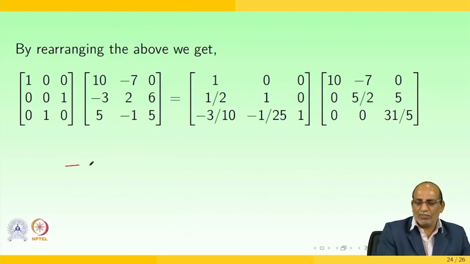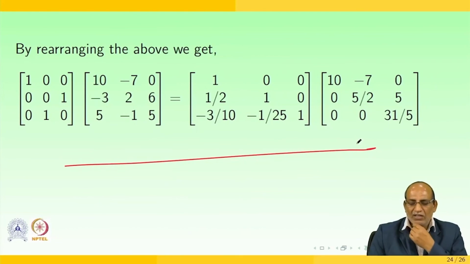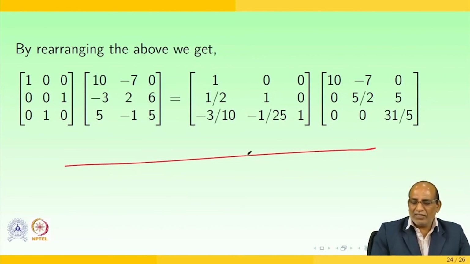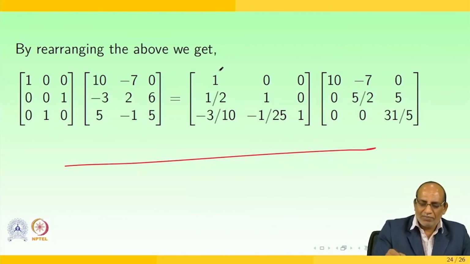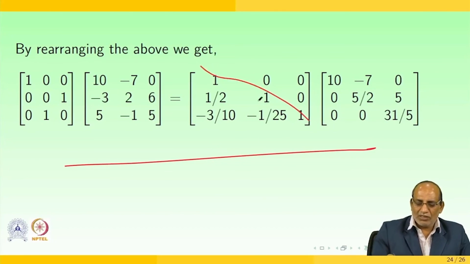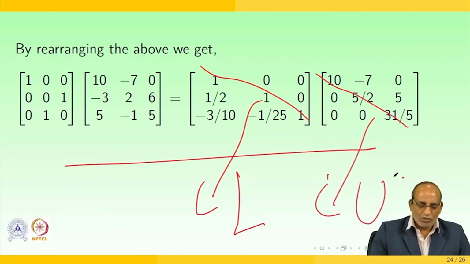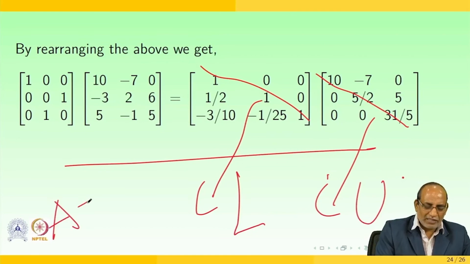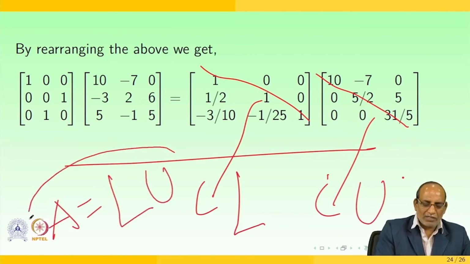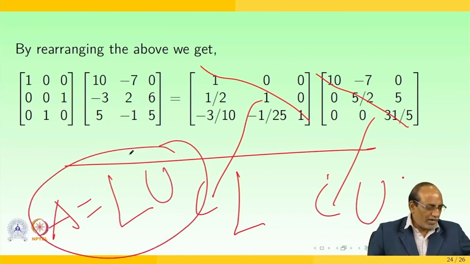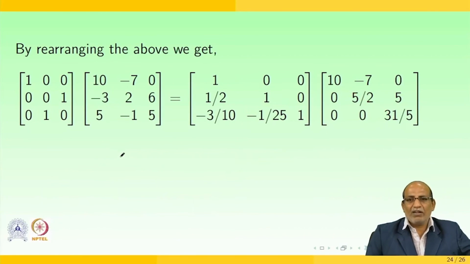What we can learn from these matrices, if you look very closely, is that rearranging the above, we get this matrix, right? What is this matrix? You see over here, this is the main diagonal. This is the lower triangular matrix and this is the upper triangular matrix. So essentially the matrix A can be written as the multiplication of two matrices, a lower triangular matrix as well as an upper triangular matrix.